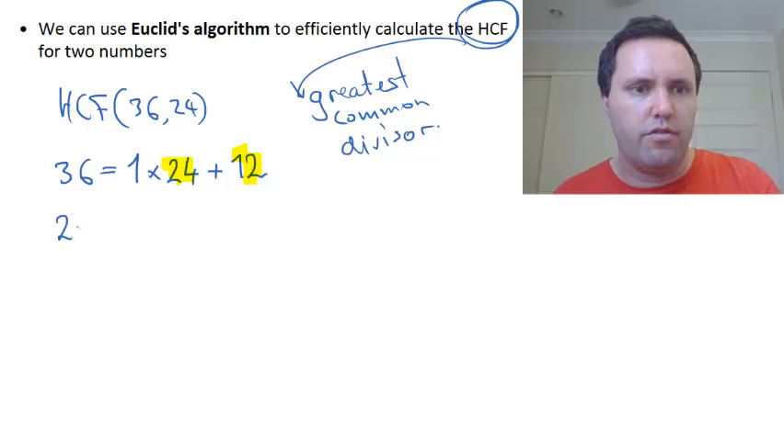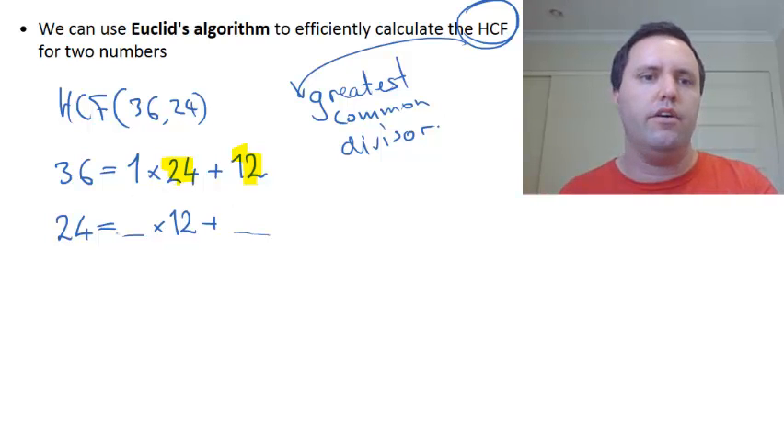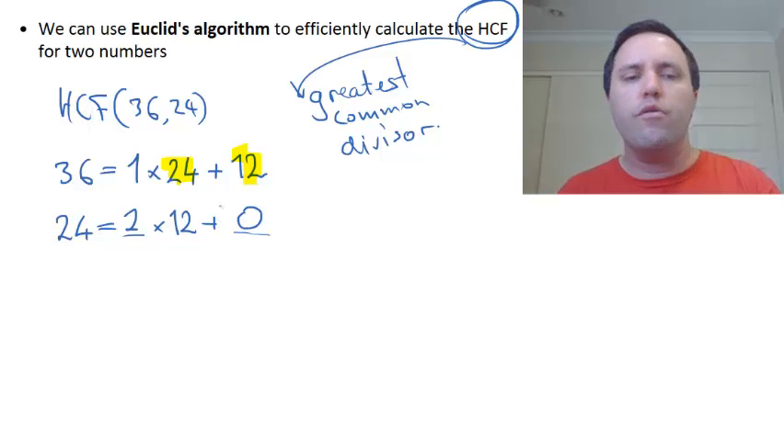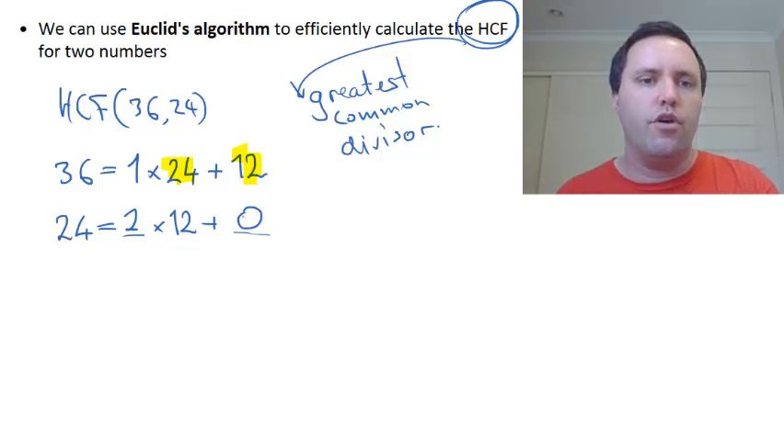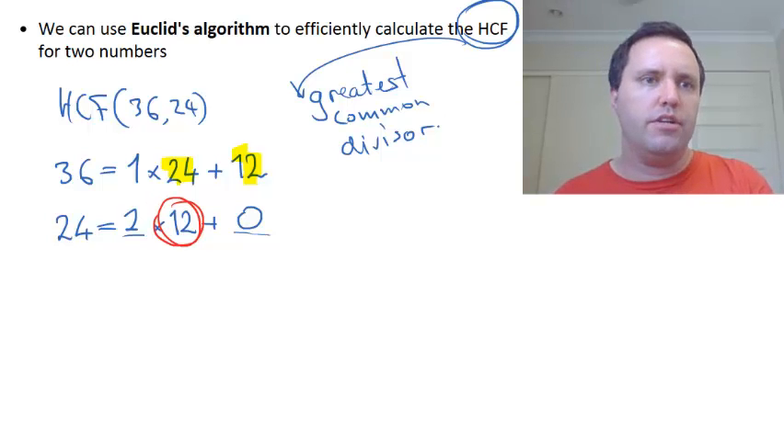So 24 is some amount of times 12 plus something. So you can kind of see the pattern that might start happening with this algorithm. 24 is 2 lots of 12 plus 0, because there's no remainder. Once you've got no remainder here, the leftover number here is our highest common factor. So you might think, oh, that's a bit weird. Well, I want to show you another example.